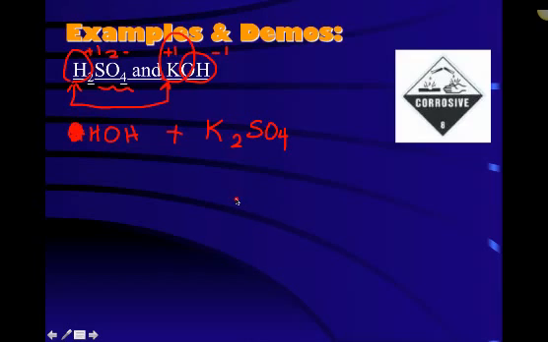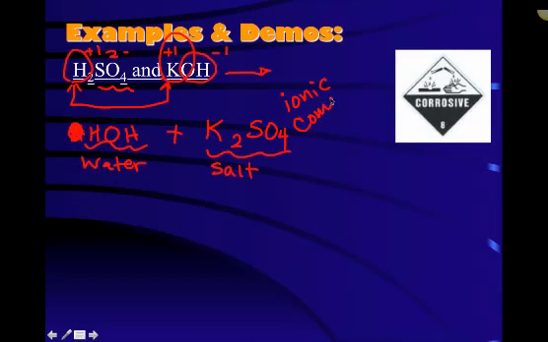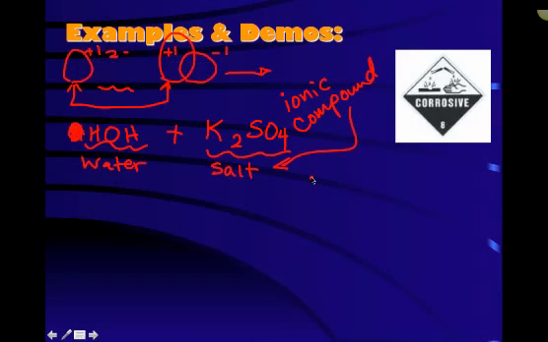So when I put those together, sulfuric acid and potassium hydroxide, I'm going to end up with HOH, which is water, and potassium sulfate, which is a type of salt. Not the same kind of salt as what you sprinkle on your food and eat. That's not what we mean by every single salt. A salt is simply an ionic compound made of a metal and a nonmetal. So ionic compounds are salts, and they always form as a result of acid-base interactions.